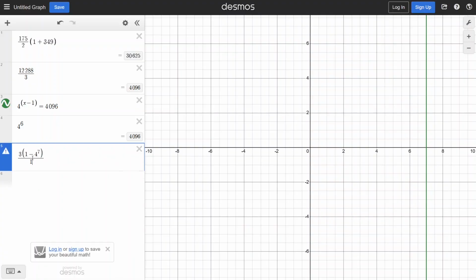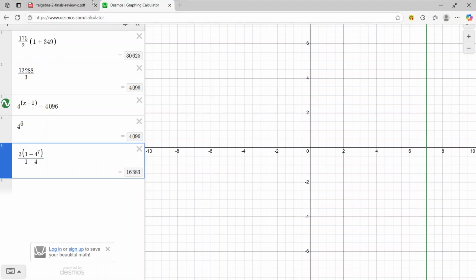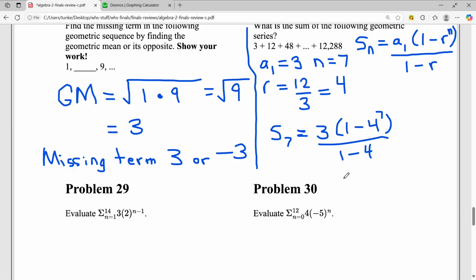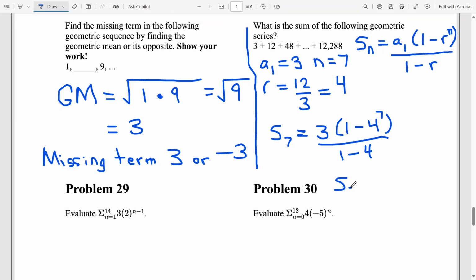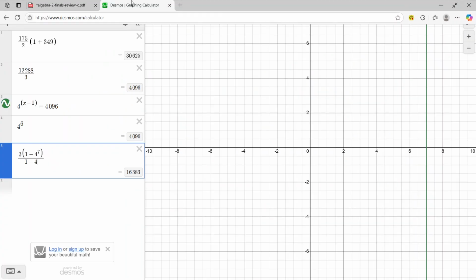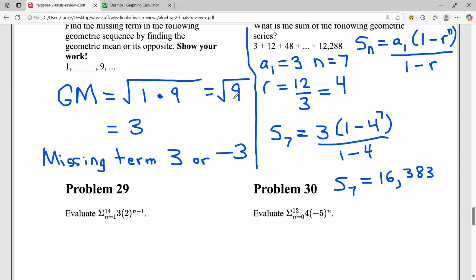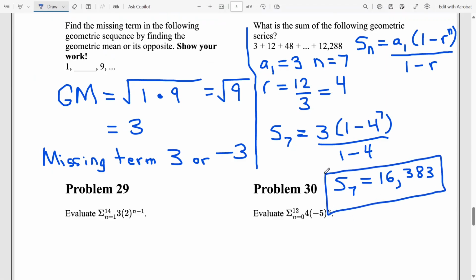Okay, put that into Desmos, and we get 16,383. So the sum of the 7 terms here is 16,383. Just check that, make sure. Yep. Okay, so this is my solution here. All right, let's keep going.